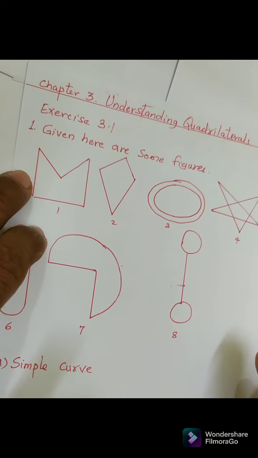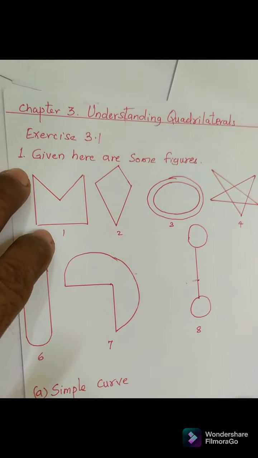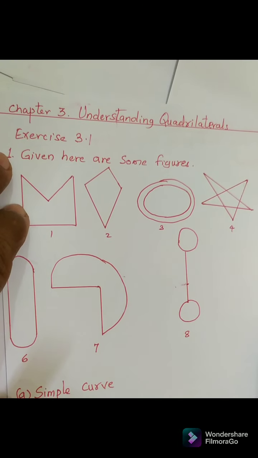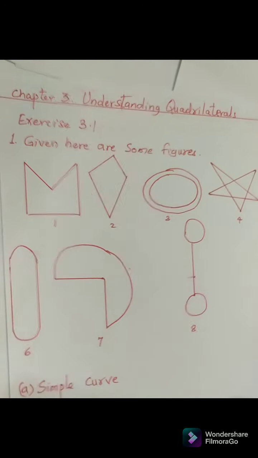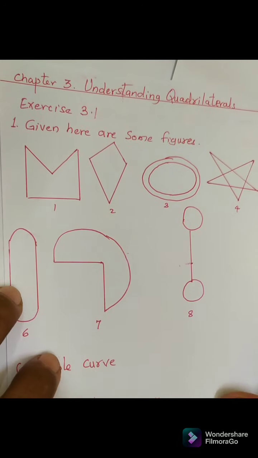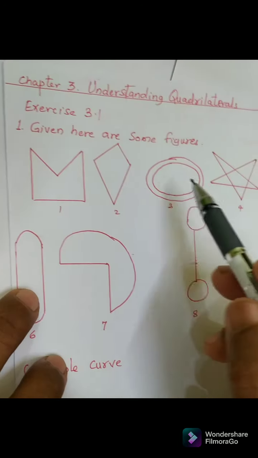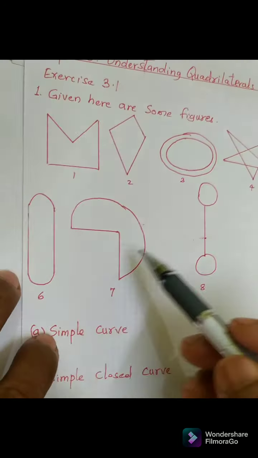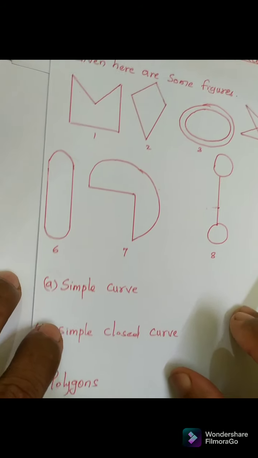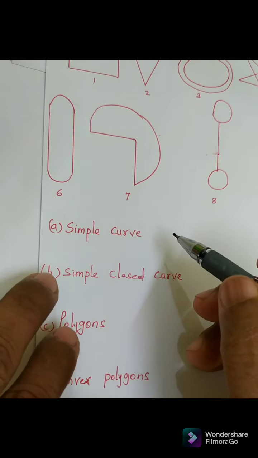Exercise 3.1. Given here are some figures. You can see 1, 2, 3, 4, 5, 6, 7, 8. There are 8 figures. Now let us see which is a simple curve.